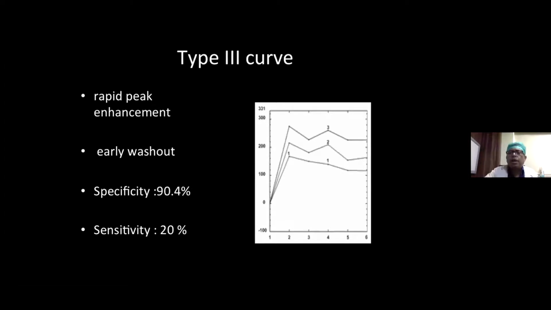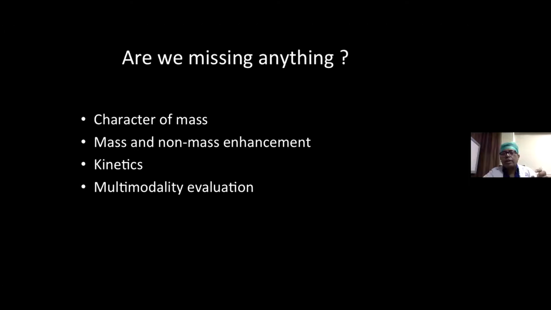Now this is what you need to understand, which is called a type 3 curve. In a type 3 curve, it goes up very rapidly and it comes down very rapidly. There is no plateau. So early peak and early washout is something which raises the suspicion in MRI of the lesion being a malignant one. So when you are looking at an MRI, look at three things. Number one, you look at the mass, the architectural distortion. Number two, you look at the enhancement, which may be in the mass or in the non-mass enhancement. And number three, what is the pattern of the kinetics of the curve? And you understand what it is.